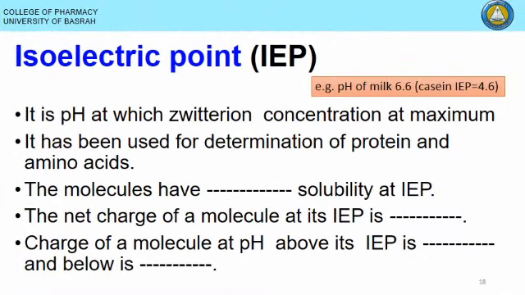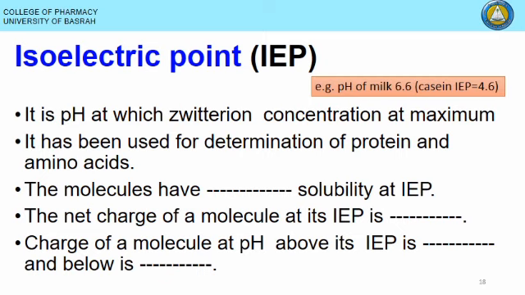As we said, the Zwitter ion is important, and one of its important applications is the isoelectric point. The isoelectric point of any compound is the pH at which the Zwitter ion concentration is at maximum. And it has been used for determining the type of proteins, the type of amino acids, and so on.